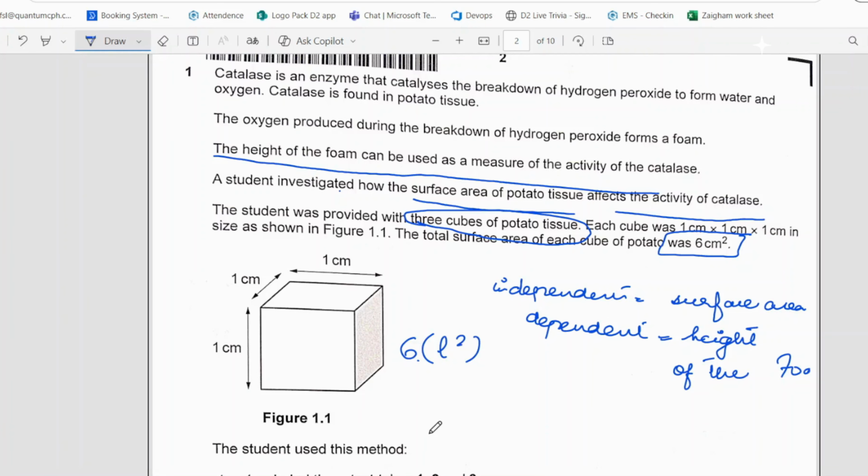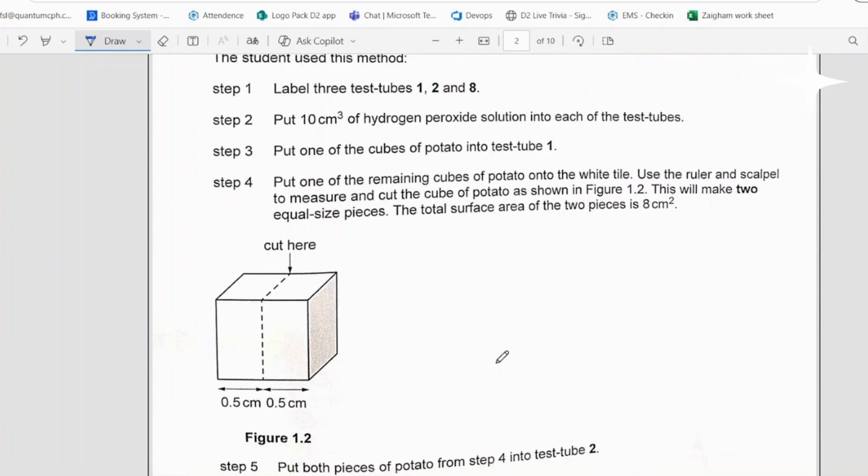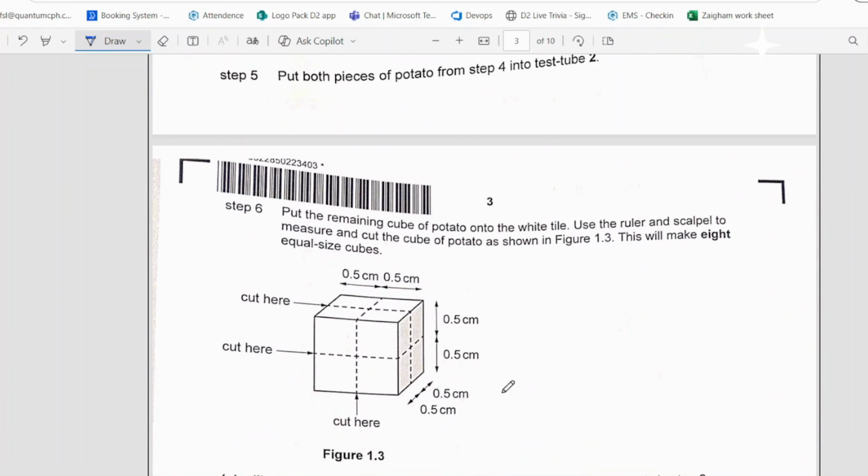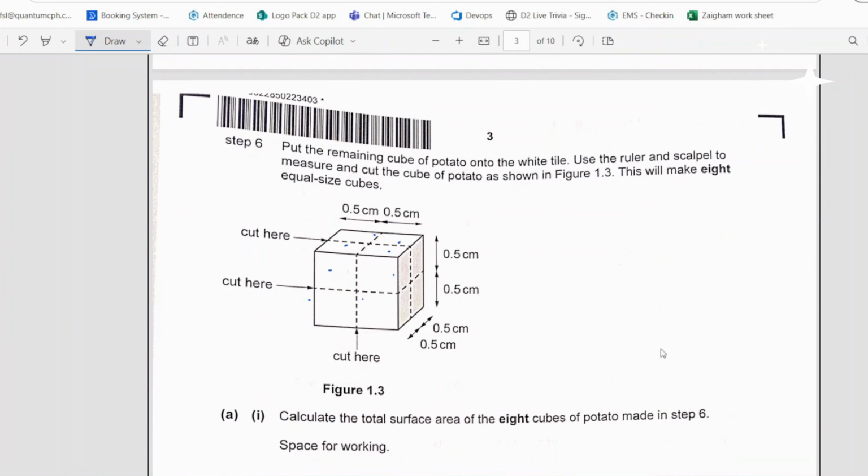In the other part they cut it in half, and the surface area turns out to be 8 centimeter squared. Again they cut it into more pieces. Now you have 8 pieces: 1, 2, 3, 4, 5, 6, 7, 8. They have told us that they made 8 pieces, and you have to calculate the surface area.